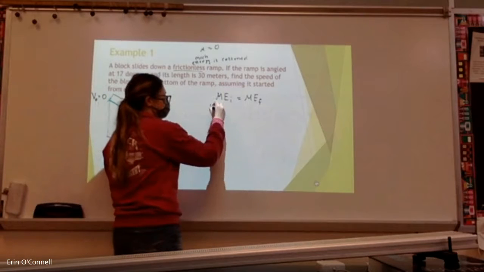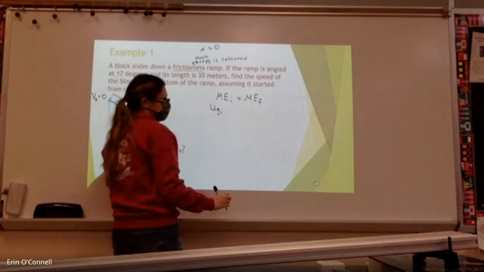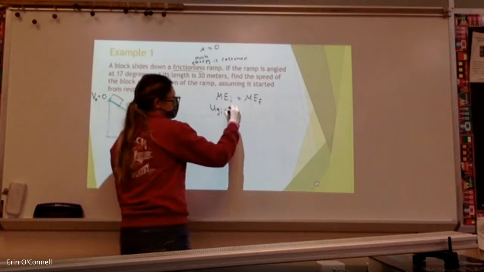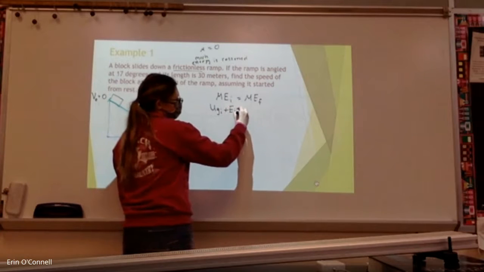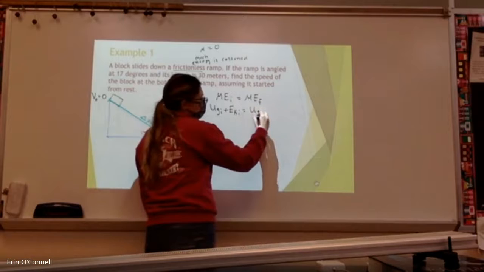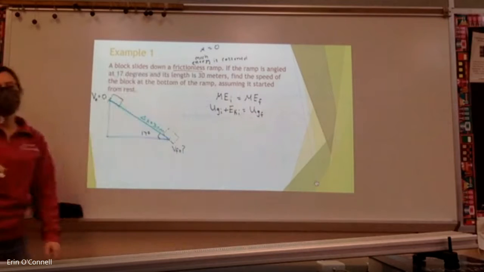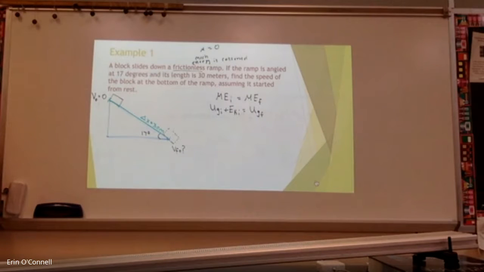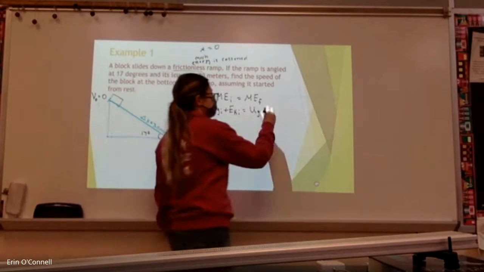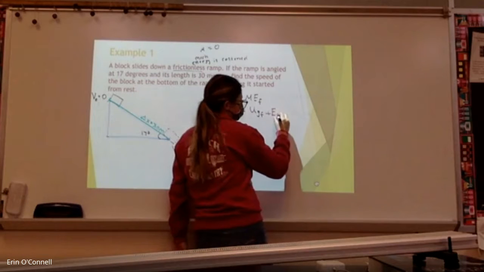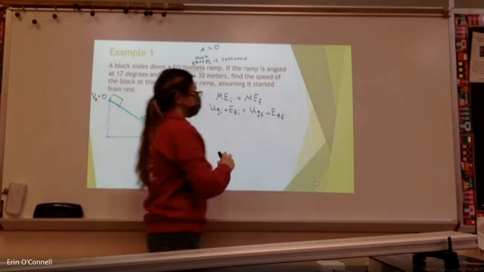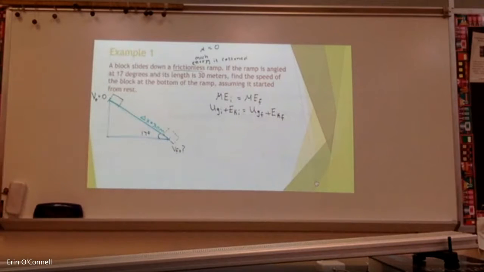Our object can have initially potential energy, gravitational potential. It could have kinetic energy initially. That would be equal to the potential energy of the object at the end of its motion plus the kinetic energy at the end of its motion. So E sub k final.